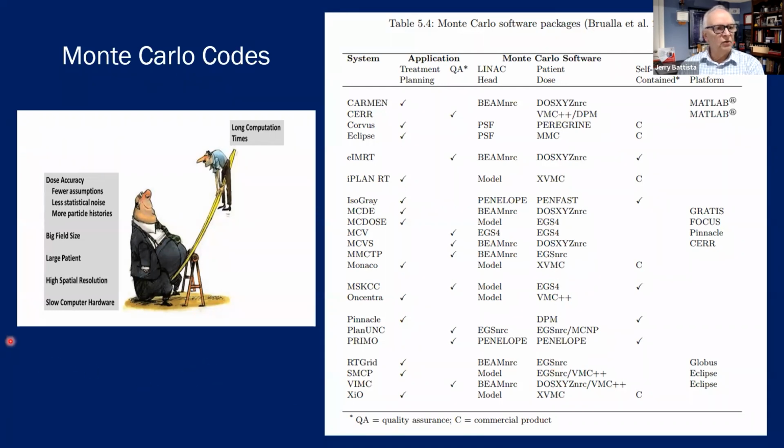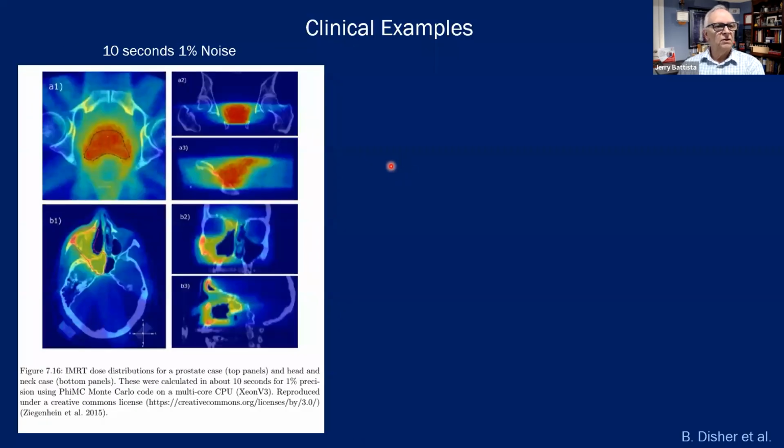And finally, I just want to remind you that the accuracy of the Monte Carlo code depends on a number of things. You really have to compute for longer times, and that increases with bigger field sizes, larger patients, if you want more resolution on your dose calculation, and if you have slow computer hardware. And here are some results, though.